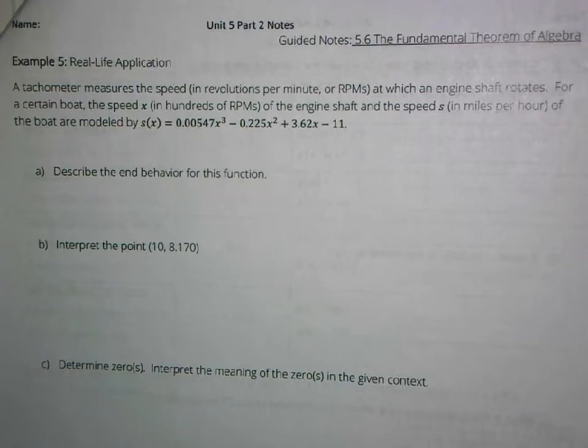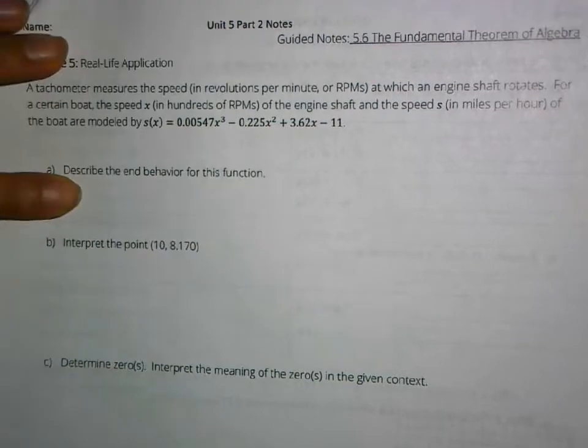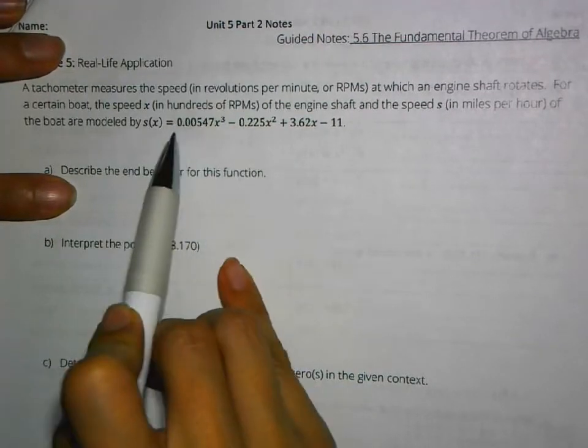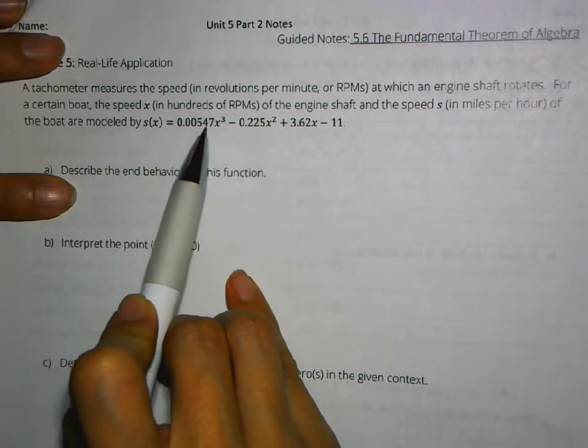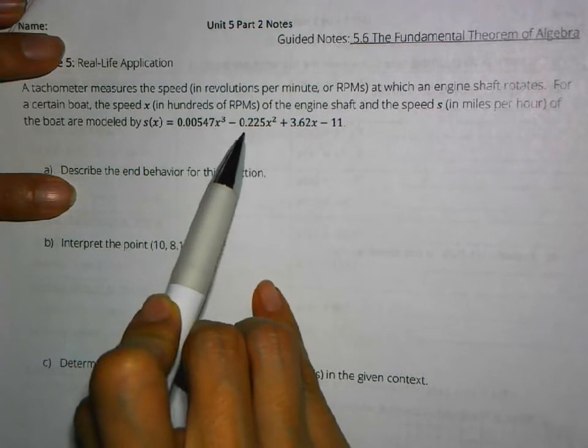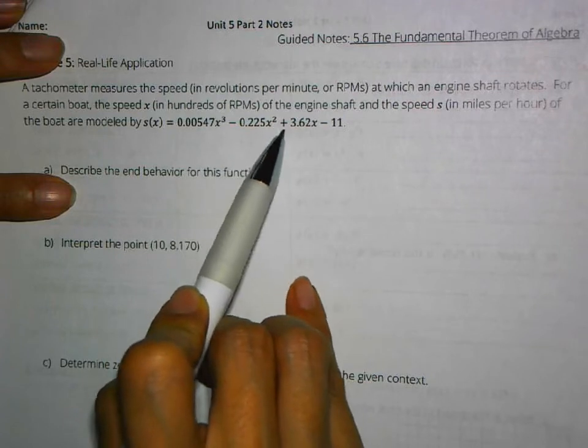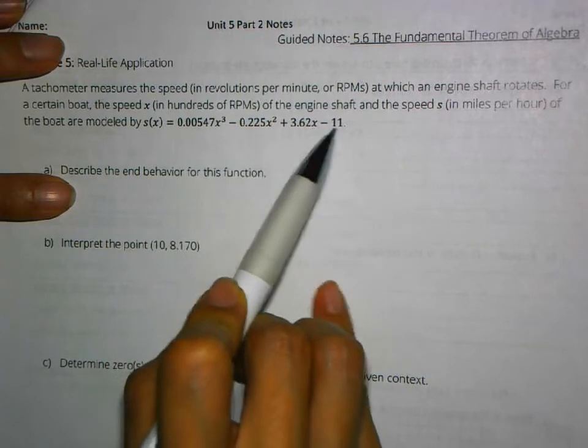A tachometer measures the speed in revolutions per minute, that's RPM, at which an engine shaft rotates. For a certain boat, the speed x in hundreds of RPM of the engine shaft and the speed s in miles per hour of the boat are modeled by this function, s of x equals 0.00547 x cubed minus 0.225 x squared plus 3.62 x minus 11.